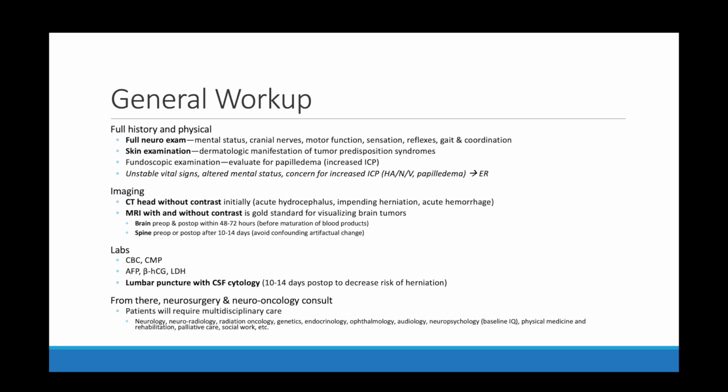And then labs. Obviously labs would be done before the patient went for surgery and things like that, but basic labs that we think about are a CBC and a CMP. For germ cell tumors, we also typically test AFP, beta HCG, and LDH. But minimally, patients would have CBC and CMP, and then if we are concerned about germ cell tumor, we would also get beta HCG, LDH, and AFP.